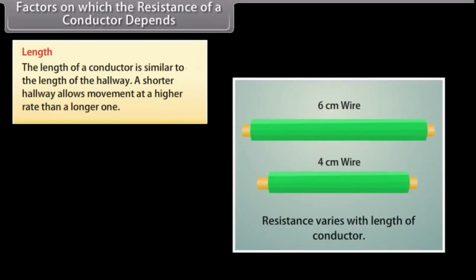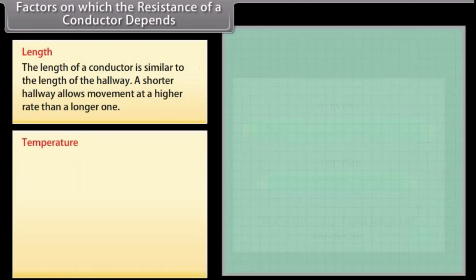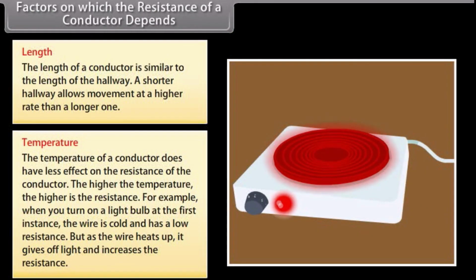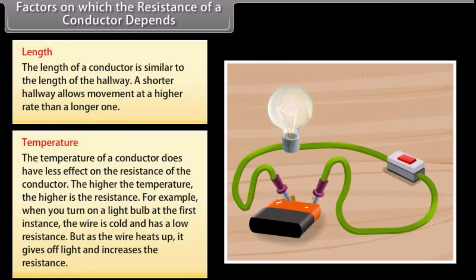Length. The length of a conductor is similar to the length of the hallway. A shorter hallway allows movement at a higher rate than a longer one. Temperature. The temperature of a conductor has a significant effect on the resistance of the conductor. The higher the temperature, the higher is the resistance. For example, when you turn on a light bulb at the first instance, the wire is cold and has a low resistance. But as the wire heats up, it gives off light and increases the resistance.